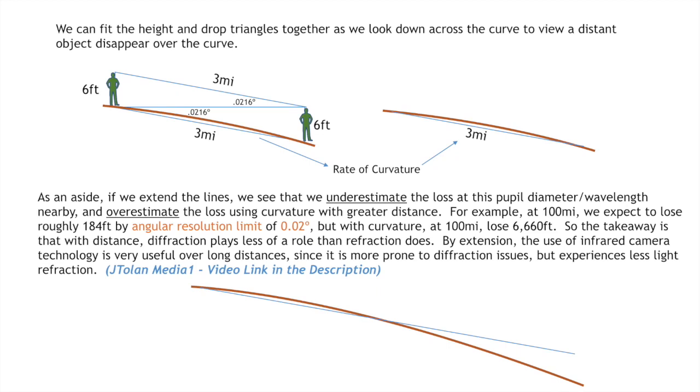By extension, the use of infrared camera technology is very useful over long distances, since it is more prone to diffraction issues but experiences less refraction at the same time. So because refraction does play a decent sized role, the infrared camera technology is proving to be a very good tool to view these distant objects, which again do not have anywhere near the expected rate of loss, such as 6,000 feet of loss at 100 miles. It just doesn't exist.